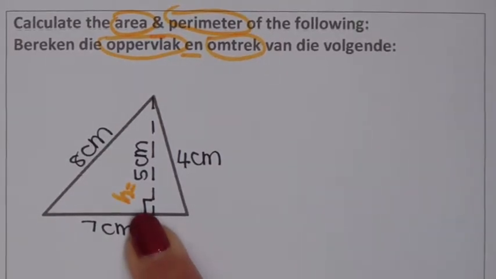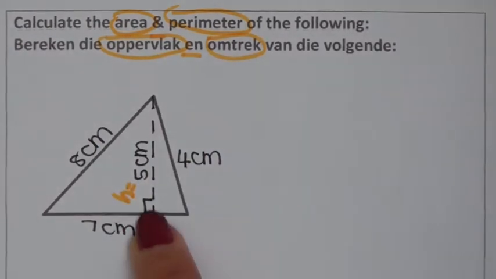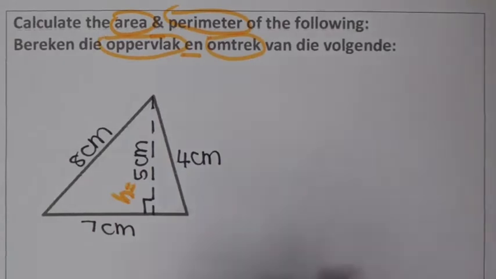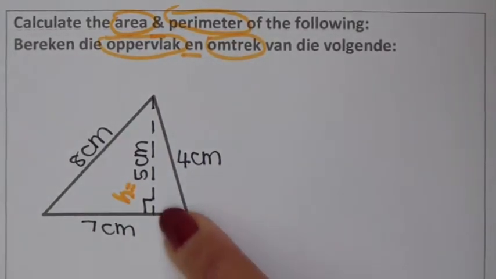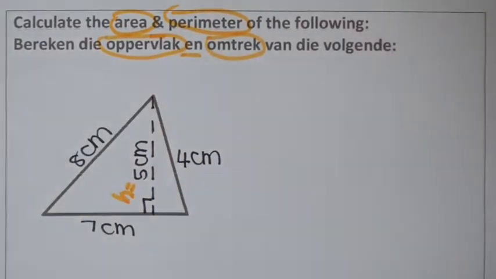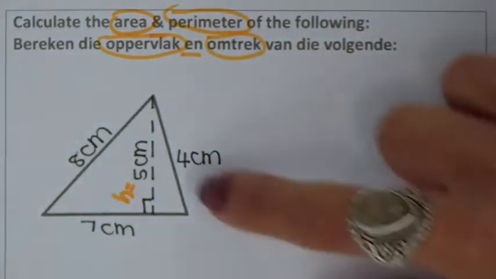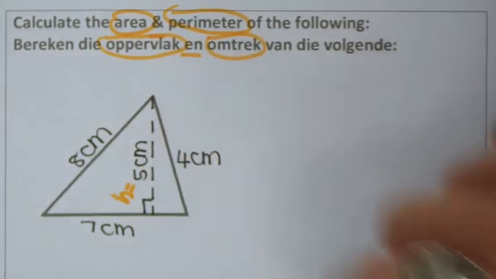The 90 degrees angle there will always show you that they're busy showing you what the height is because it's got to be straight up. So it's got to be perpendicular, all right? And then it goes from the lowest point, perpendicular straight up to the highest point. So this is then the height of my triangle, which is 5 centimeters.